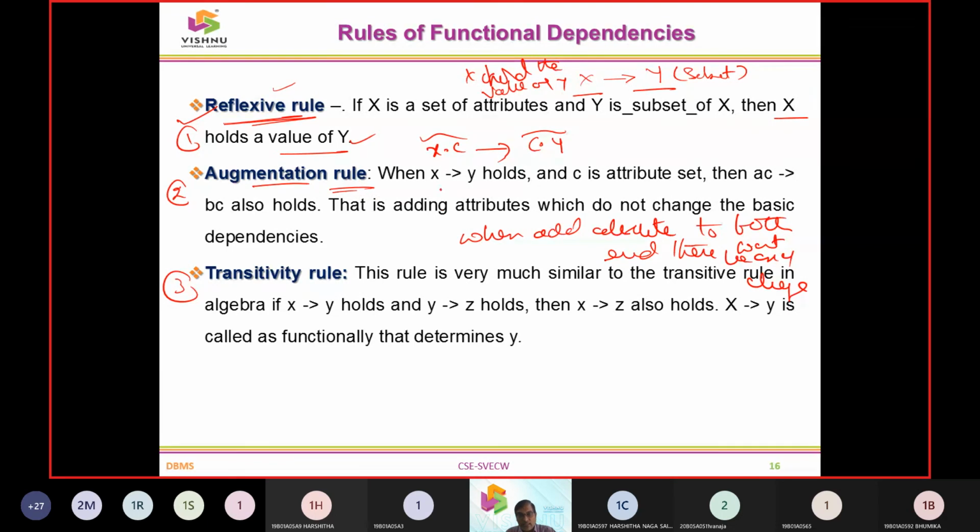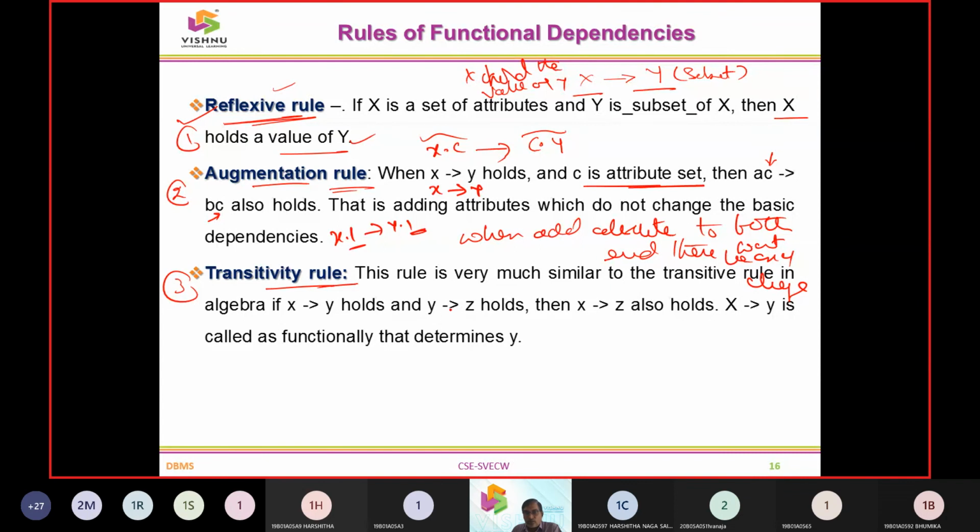So here I can see there is a relationship X to Y, and C is an attribute set. We multiply A into C, and similarly we multiply B into C. That is X into 1, then Y into 1. Impacting of 1 doesn't have much significance, and we call that an augmentation rule.